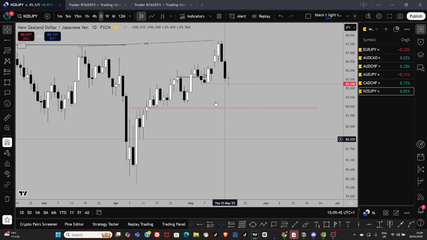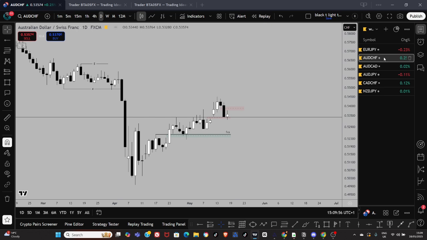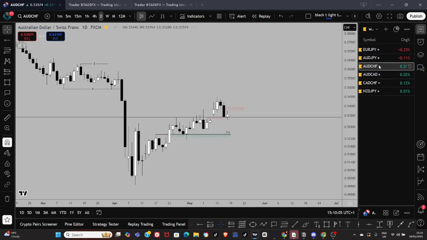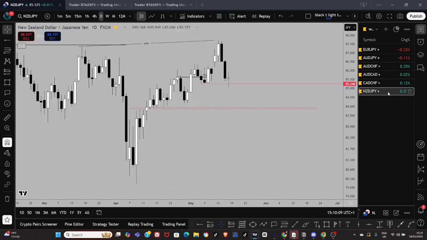So NZD JPY, we can see this is the lowest. So AUD, this, take this down a bit. AUD CHF, AUD JPY, look at this. CAD CHF, no, NZD, look at this. Okay, this is all I'll be looking for this week.